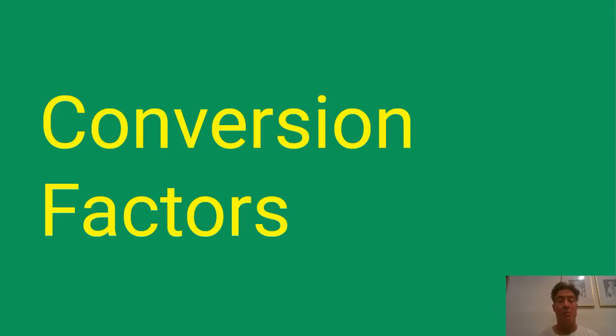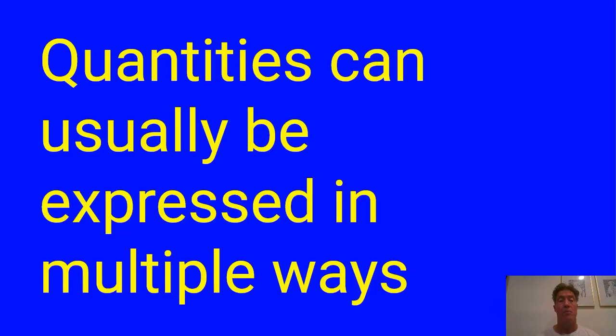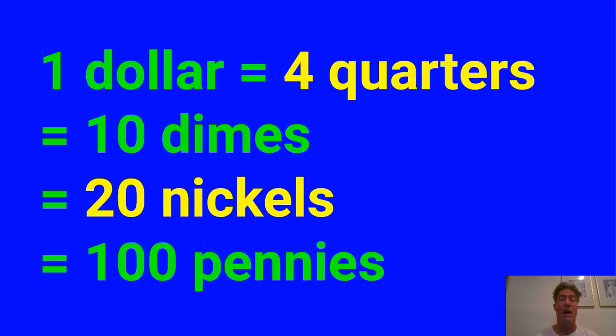This chapter, problem solving, is all about conversion factors. We can express quantities oftentimes in multiple ways. So I can say $1 is the same as 4 quarters, and that's the same as 10 dimes, and that's the same as 20 nickels, and that's the same as 100 pennies. Those are all equivalent amounts.